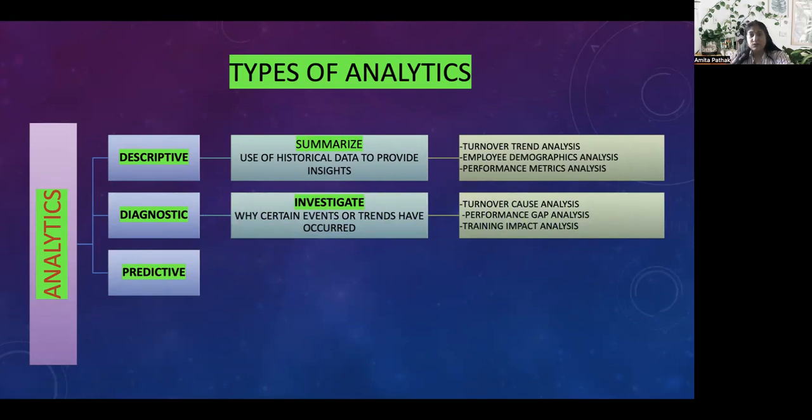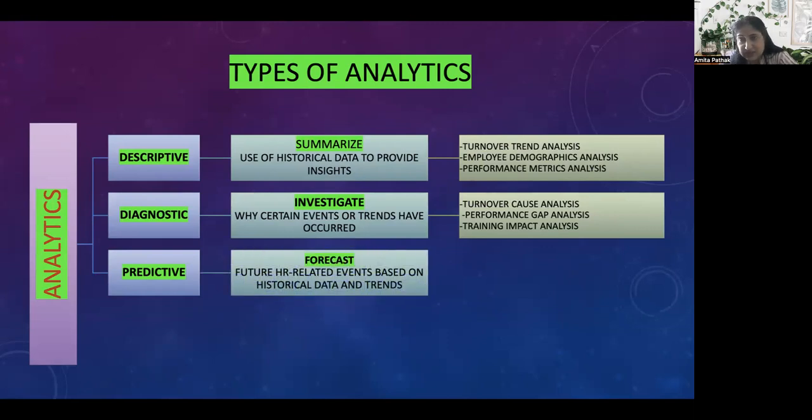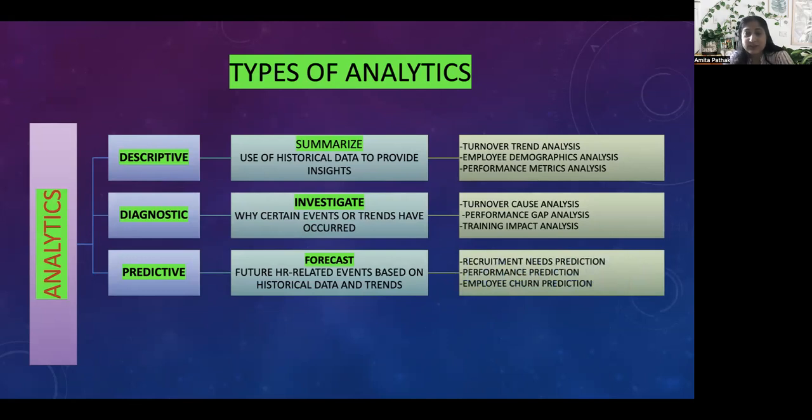Next comes the predictive, where you are predicting the future. Now you are forecasting things, but you are not an astrologer here. You are forecasting things based on data and you have proof of it. You are not speaking in assumptions, but based on the facts from the data you collected. Future HR related events based on historical data and trends. Like I gave you one example earlier, I want to forecast the future manpower planning of a certain department, or how many employees will leave in future, so that I may plan my organogram or manpower planning accordingly. Recruitment need prediction, performance prediction, employee churn predictions.